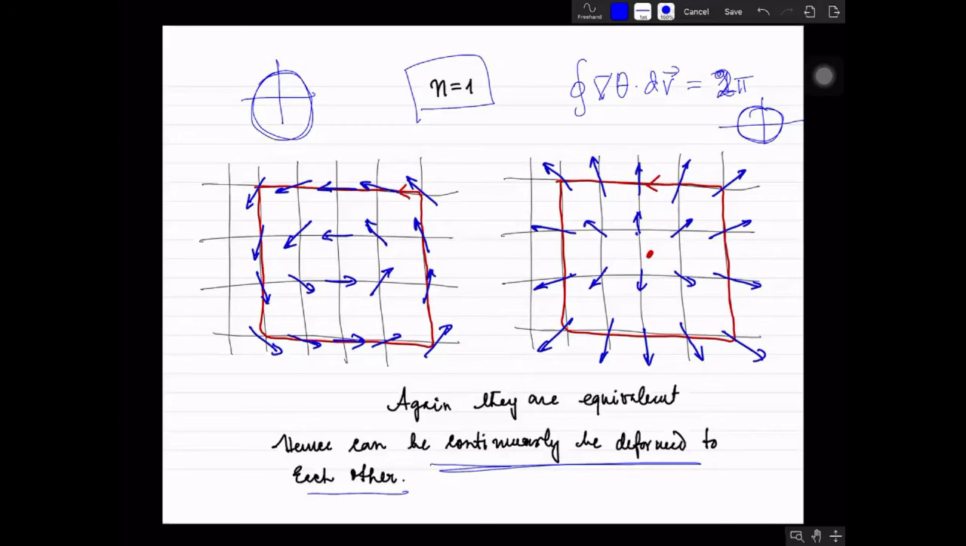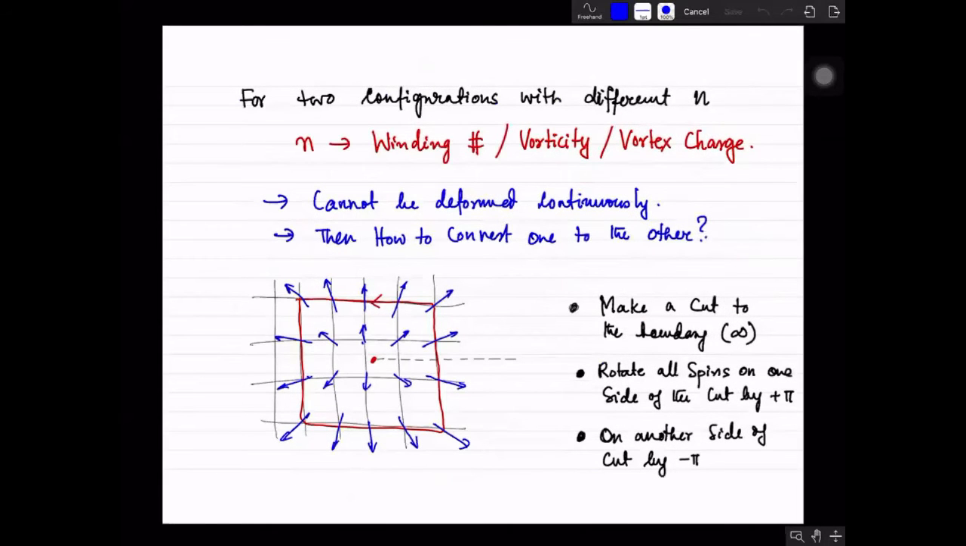Okay, good. But two configurations with different n, with n being the winding number, it's variously called winding number, vorticity, or vortex charge, cannot be deformed continuously. One way to see that is to suppose I take an n equal to 1 configuration like this.